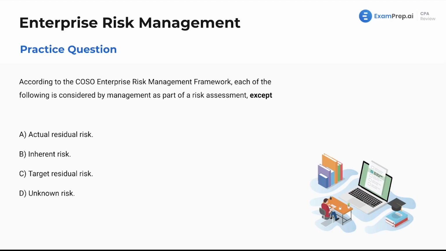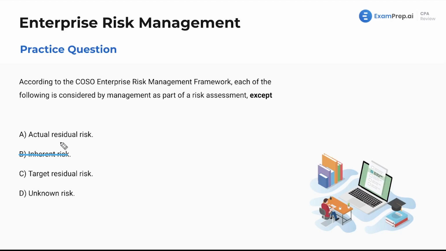Let's run through these. Well, immediately I see inherent risk, and this is the most clear standout. This is definitely an actual risk. Just like that question with our foreign country with possible political instability, that's just an inherent risk in your business. It's a risk that just exists and you can't really do much about it. So this is for sure considered by management as a part of risk assessment.